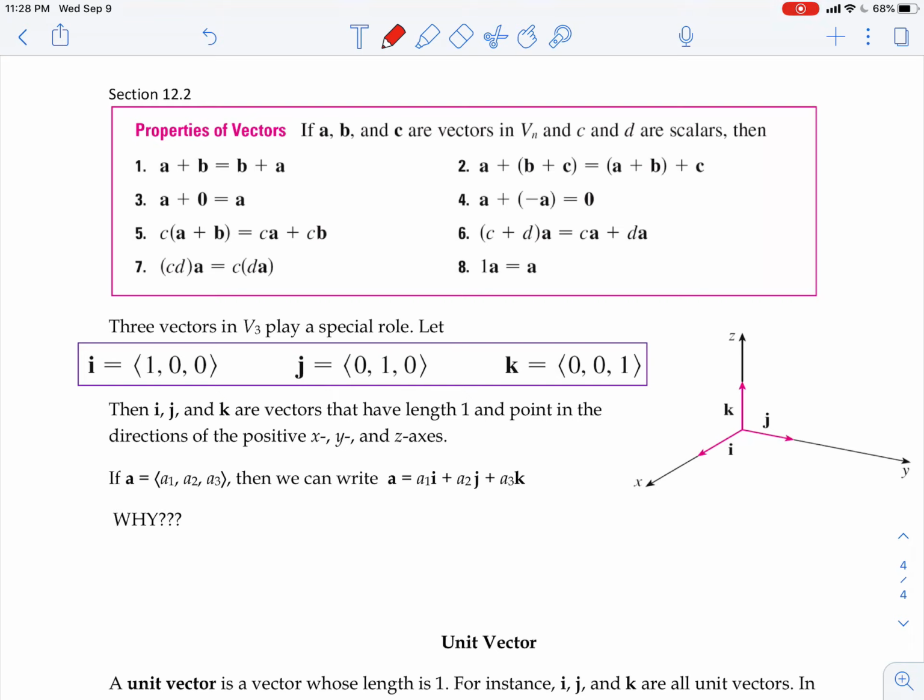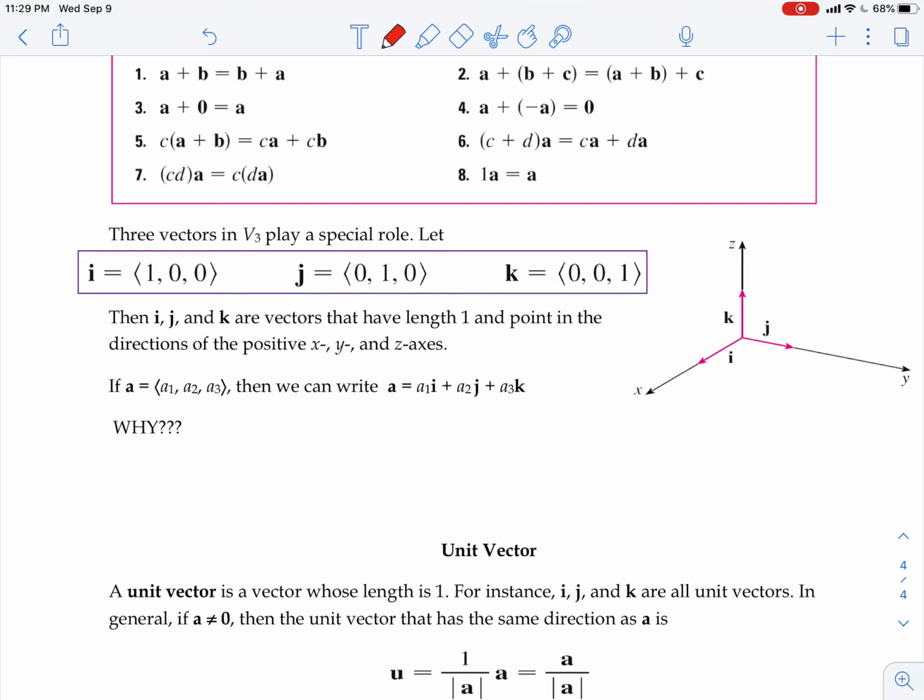Five shows the distributive property with vectors and scalar multiplication. Six is the same distributive property but with two scalars. So c plus d are scalars and a is our vector, and we can go ahead and distribute our vector into our scalars. Seven again is an associative property with scalar multiplication with our vectors, and then eight is the multiplicative identity, where we multiply by a scalar of 1 and we get back that same vector.